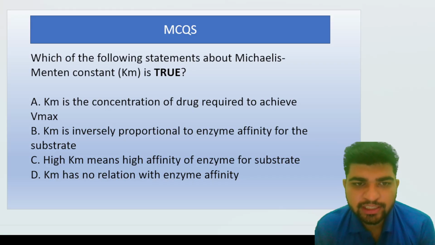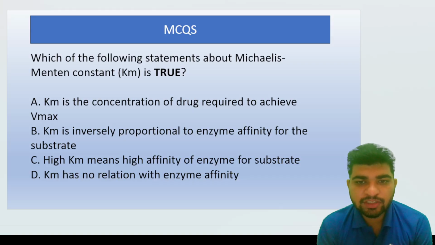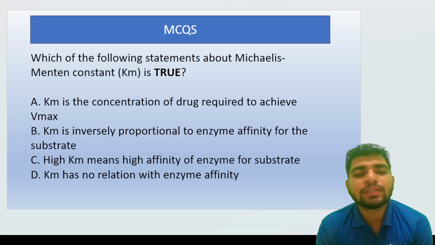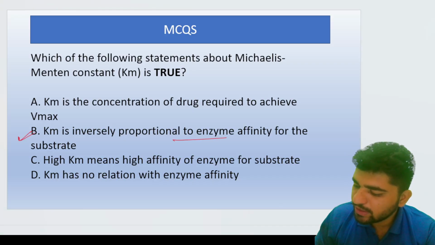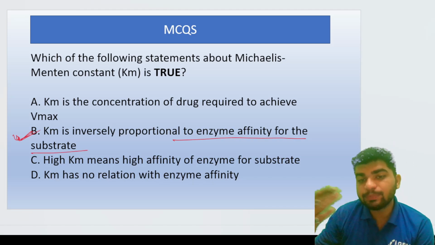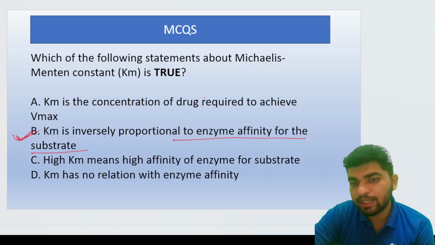Which of the following statements about the Michaelis-Menten constant is true? Km is the concentration of drug required to achieve Vmax. Km is inversely proportional to the enzyme affinity for the substrate. High Km means high affinity. Km has no relation with enzyme affinity. Okay. 5 seconds to answer. So yes, Km is inversely proportional to the enzyme affinity for the substrate. Okay, that is one of the relations between Km and affinity.